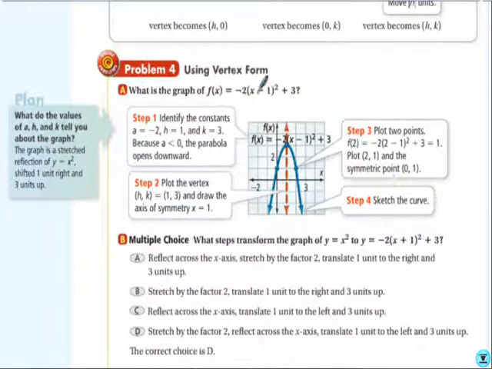So what is the graph of f of x equals negative 2 times the quantity x minus 1 squared plus 3? Well, we want to identify these constants a, h, and k because we can use those. We know it's going to open down. We know that the vertex is at (positive 1, positive 3). So if we were graphing this, there's that. We know that we want to plot 2 points. If x is 2, you plug that in and you get 1. So this was at (1, 3). Let's do this.